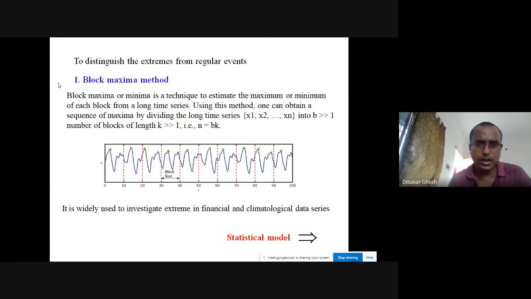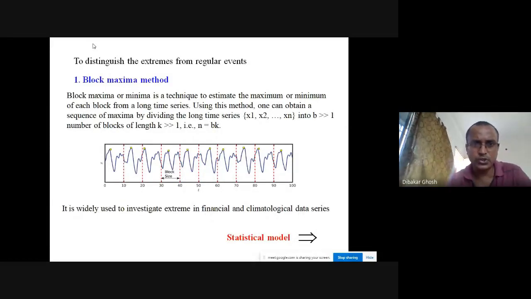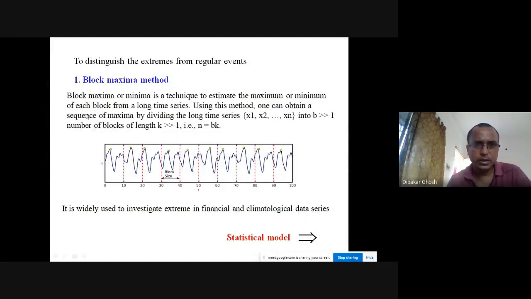There are some methods like the block maxima method, peak over threshold method, mean excess function approach, and other percentile approaches. There are three or four approaches already available, but the most commonly used methods are the block maxima method and the peak over threshold method. The block maxima method is a technique to estimate the maximum or minimum of each block from a long time series.